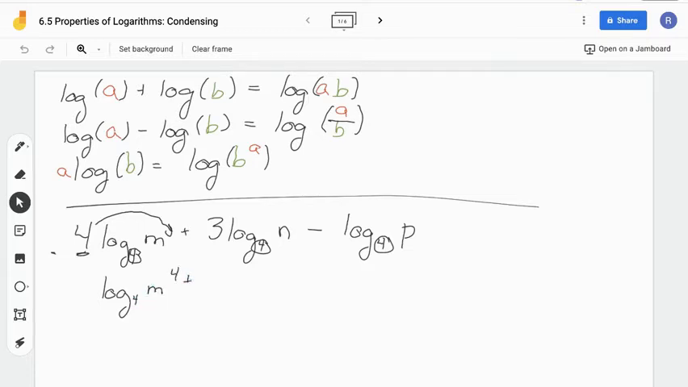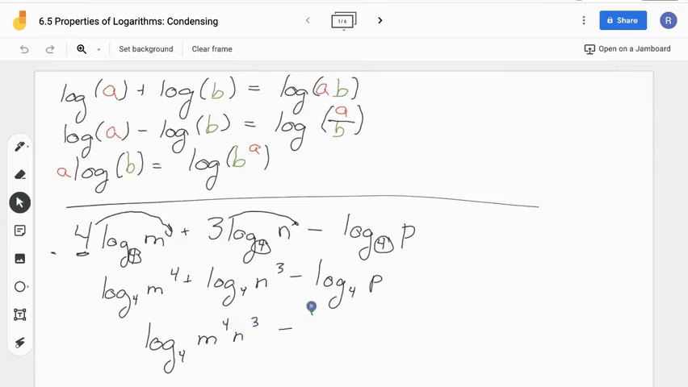I'm going to do the same thing for that next one and rewrite it as log base 4 of n cubed minus log base 4 of p. Now I need to get rid of those addition. And so what I'm going to do is put them together under one logarithm as multiplication. So this will become m to the 4th times n cubed. I haven't really touched this subtraction one on the end, so I'm going to leave it like that.